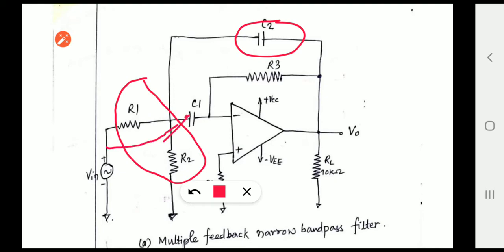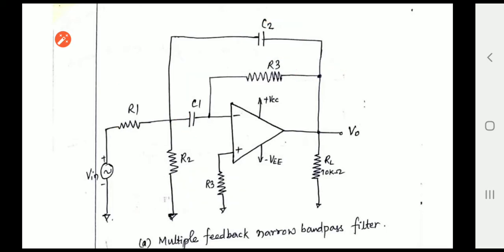Now it looks like a differentiator circuit, because C1 is connected at the input side and R3 is connected at the feedback path. So this circuit looks similar to the differentiator circuit. And the important thing is that the frequency response of the differentiator acts as a high pass filter, which only allows the high frequency components of the input.